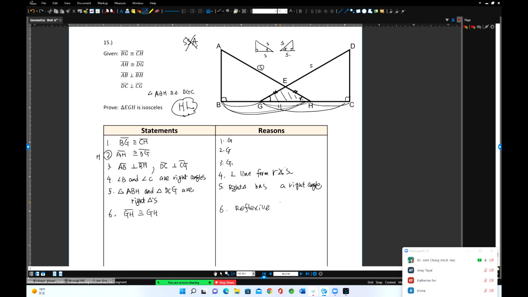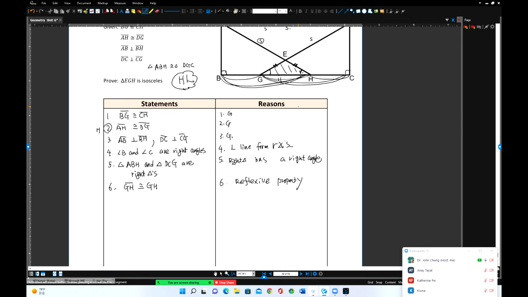So we have to say these two lengths are congruent, using the addition, because of BG already over here. You can add these two. So 1 and 6, BG plus GH congruent CH plus GH. That is the addition.